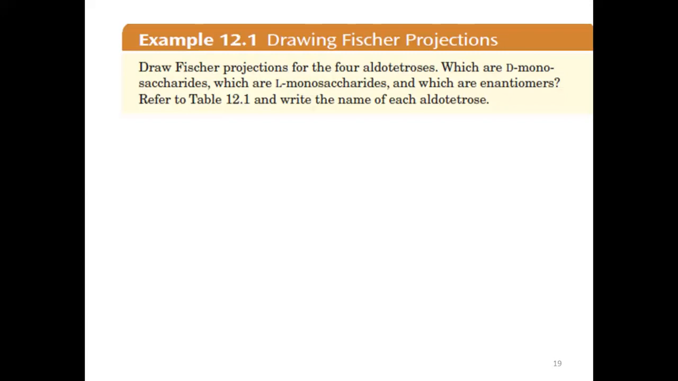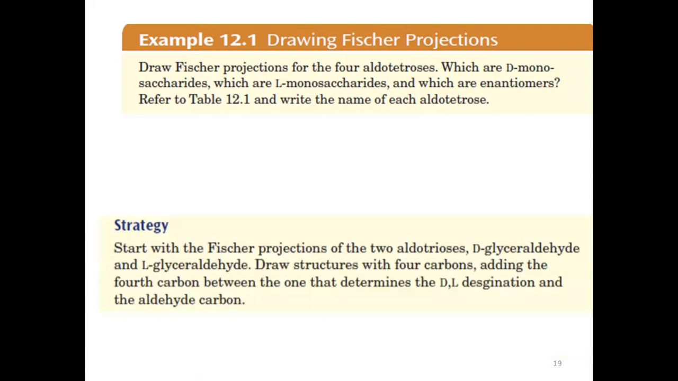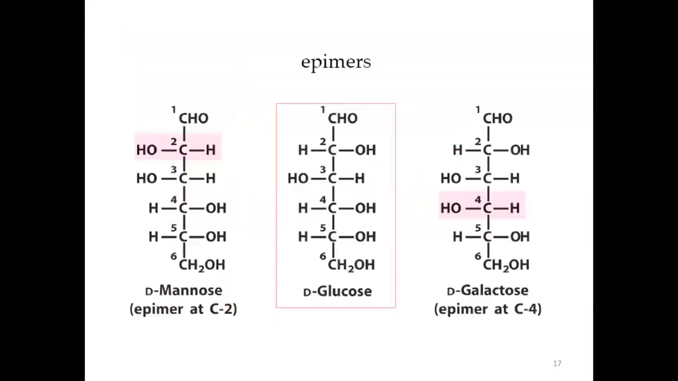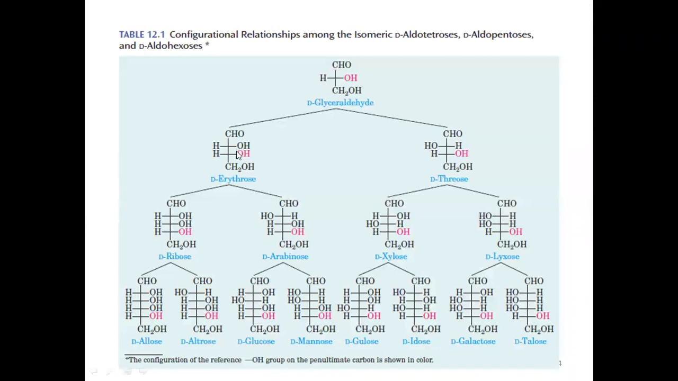Draw the 4 aldehyde-containing sugars, which are D monosaccharides and which are L. Okay, so you have the structures, right? There are 2 chiral centers, so 2 to the 2. What we have seen here is only 2, only what is drawn here. But if you look at the structures, there are actually 2 chiral centers. So by the formula 2 to the n, with 2 chiral centers, 2 to the 2, there should be 4 stereoisomers that will be written out of this.